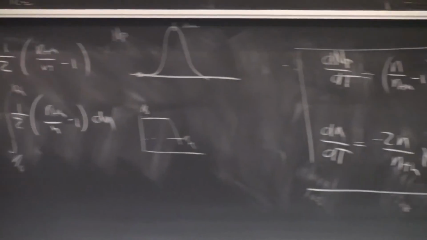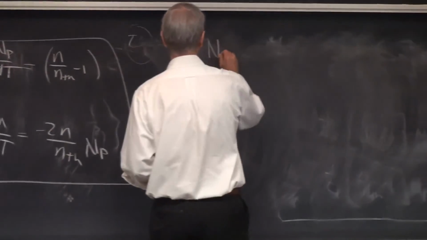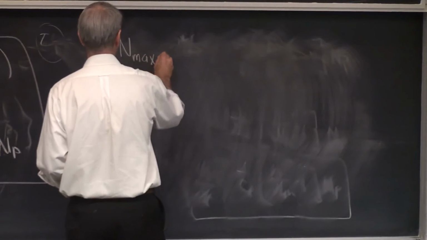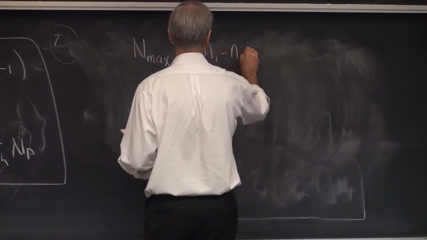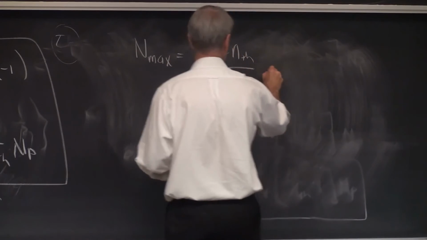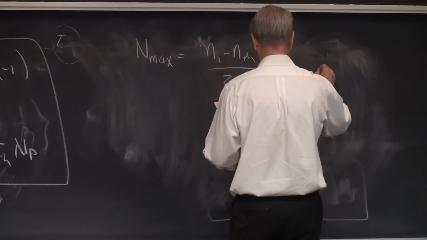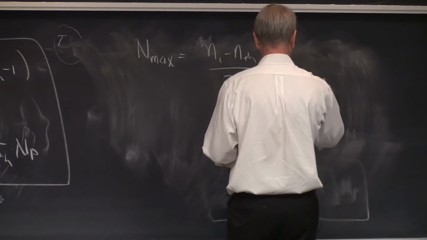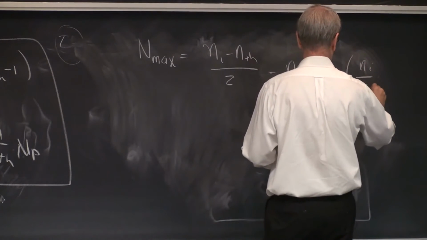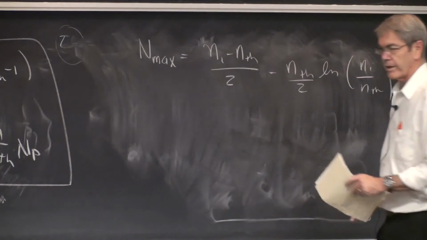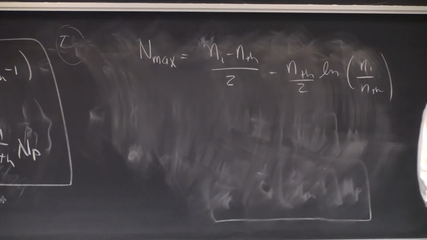And so you get n max, the peak number of pulse photons we have in this thing, given by n initial minus n threshold over 2, minus n threshold over 2 times the log of n initial over n threshold. Okay, n max, that's the top of the pulse. This is going to be my peak power.